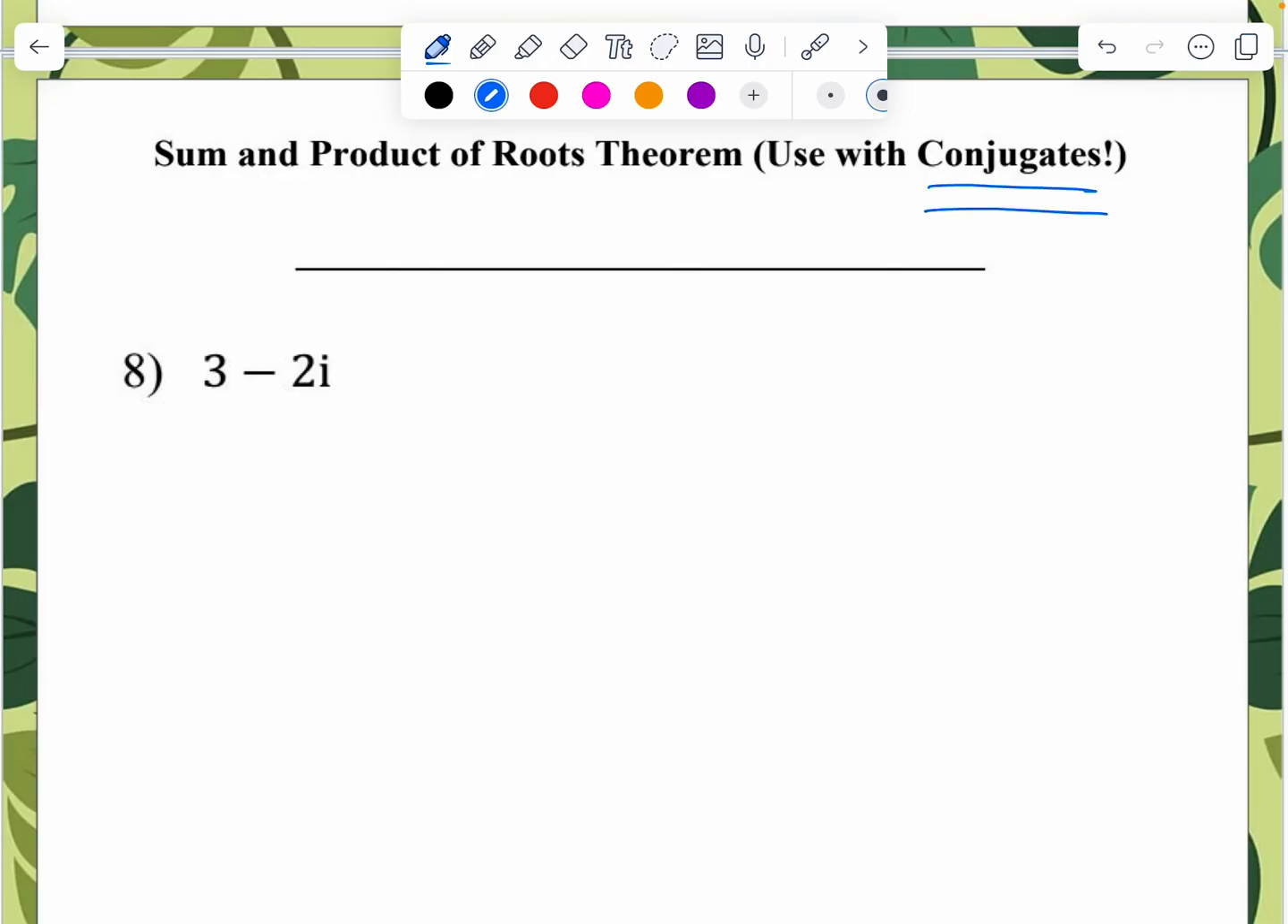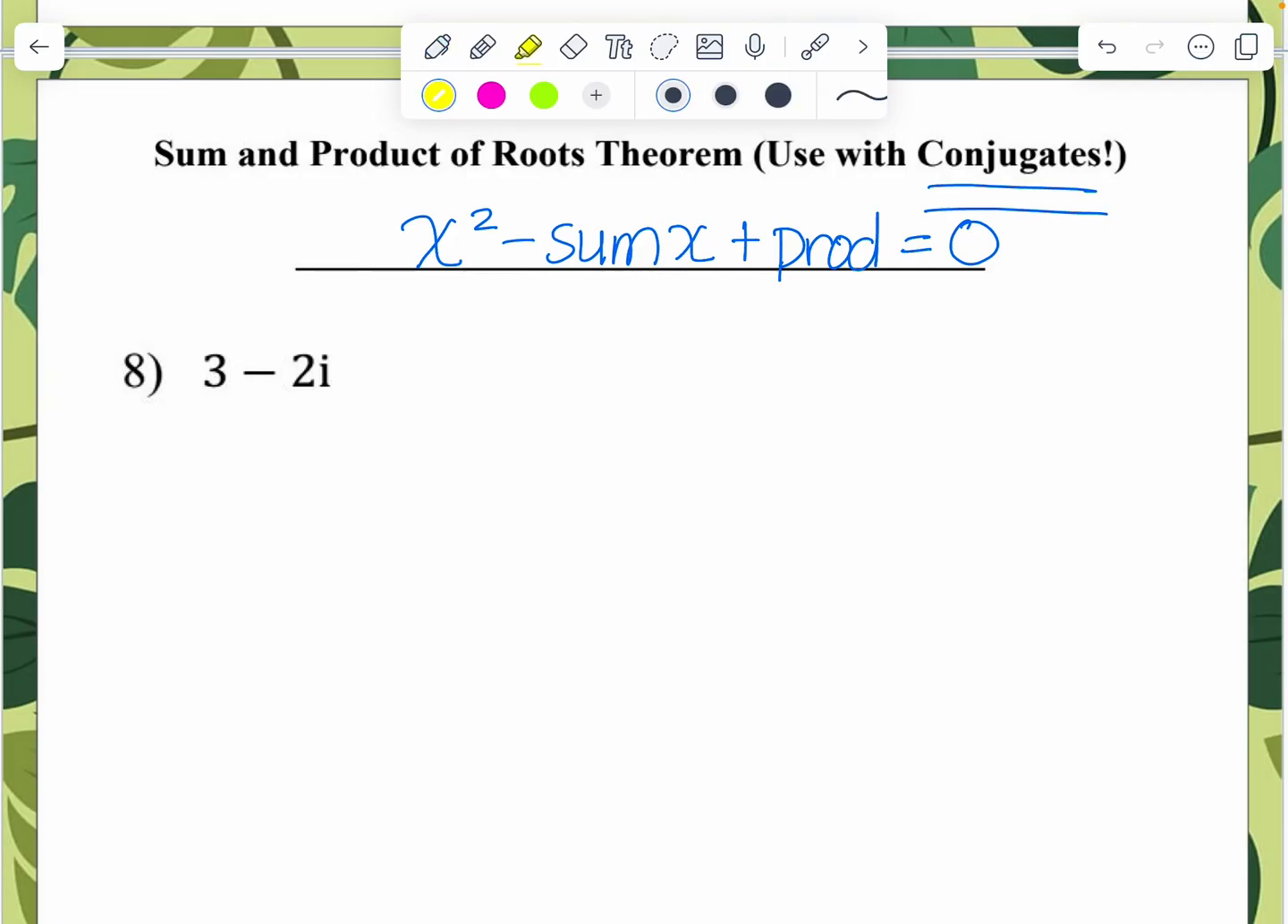So the sum and product of roots theorem is kind of a formula. It goes like this: x squared minus the sum of our conjugates times x plus the product of our conjugates, and that's going to be equal to y or equal to 0. So when we have conjugate roots, there's always two of them. It's a pair. That's how we end up with x squared. That's how we end up with a quadratic.